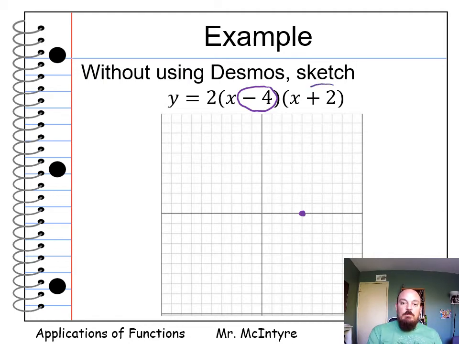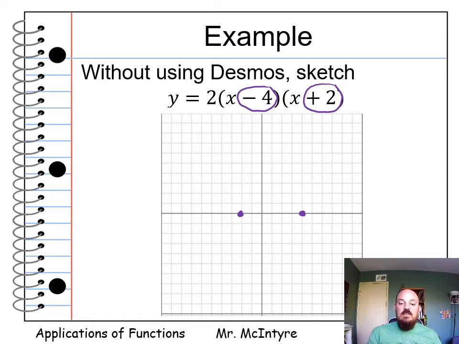Okay. Now my second factor has a plus 2. So to get the x-intercept, I change the sign. It's negative 2. So I'm going to count left 1, 2 from the middle. And I'm going to put a point right there. So there's my two x-intercepts. One at negative 2 and one at positive 4.